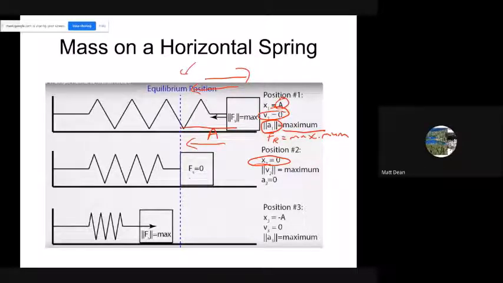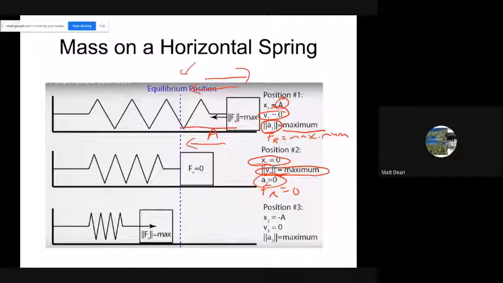By the time it gets back to equilibrium, it has accelerated up to its maximum velocity. It's going as fast as it will ever go at this equilibrium position. At this instant in time, there's no restoring force because the spring is at its equilibrium position. So the restoring force is 0, and because there's no net force acting on that object, the acceleration is also 0. Now that doesn't mean this box stops moving because it's got inertia.